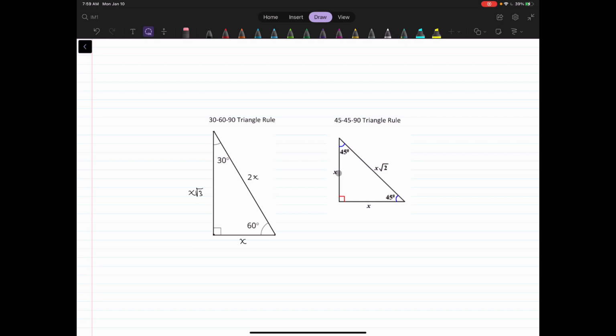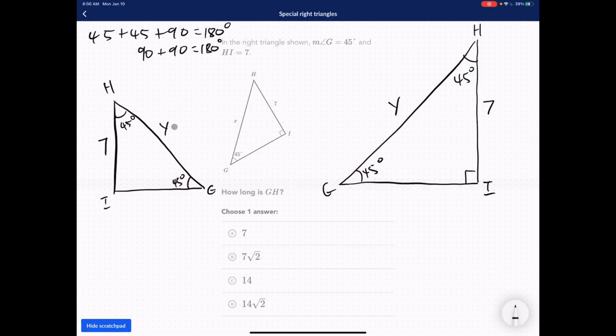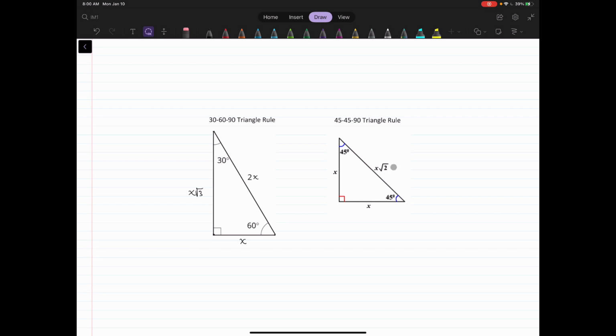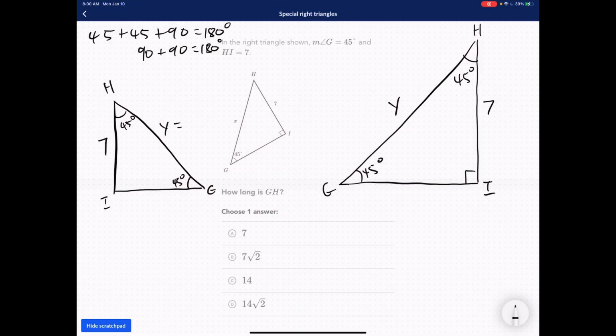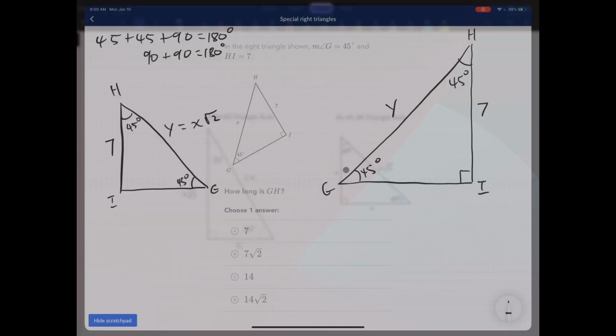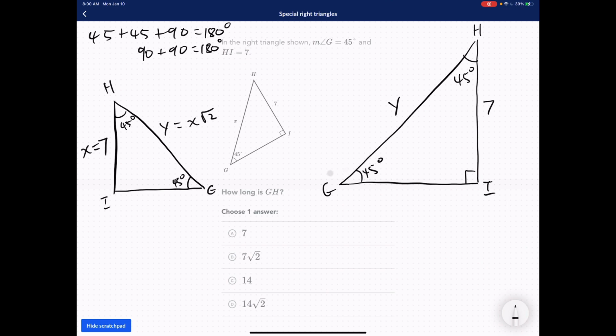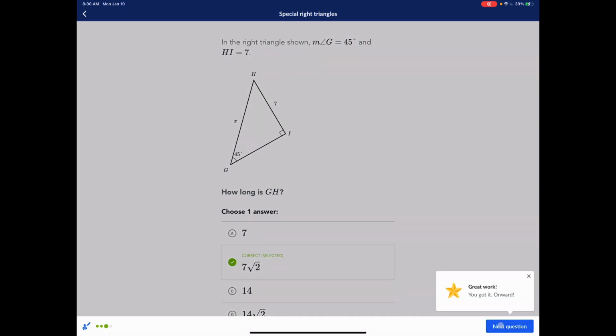So let's take a look. y is equal to what? y is equal to x square root of 2. And this side is equal to x, right? So x is equal to 7, so x must be substituted with 7. So y is equal to 7 square root of 2. So my answer is B, 7 square root of 2. Click on that, and we're good to go.